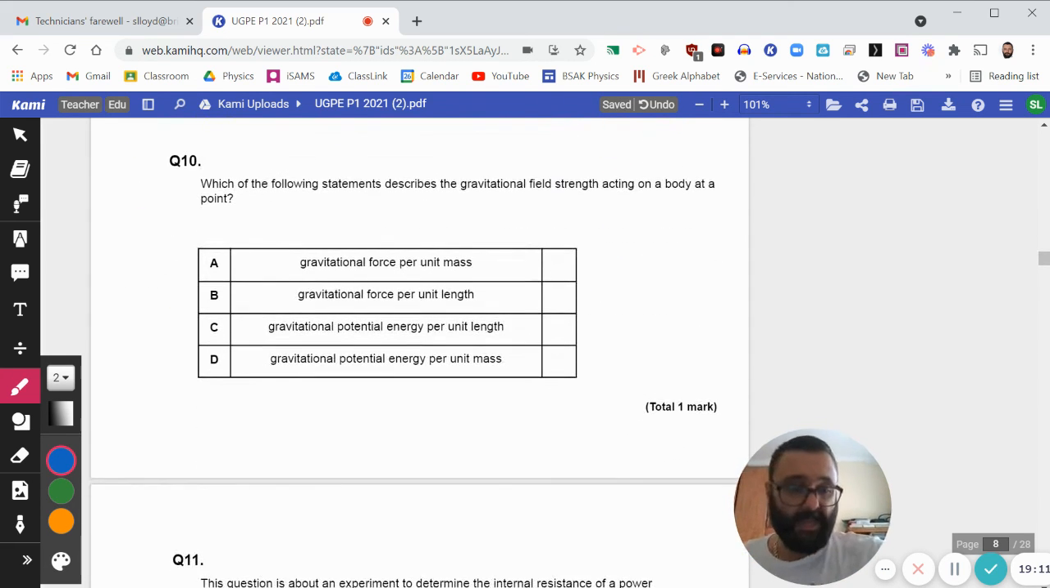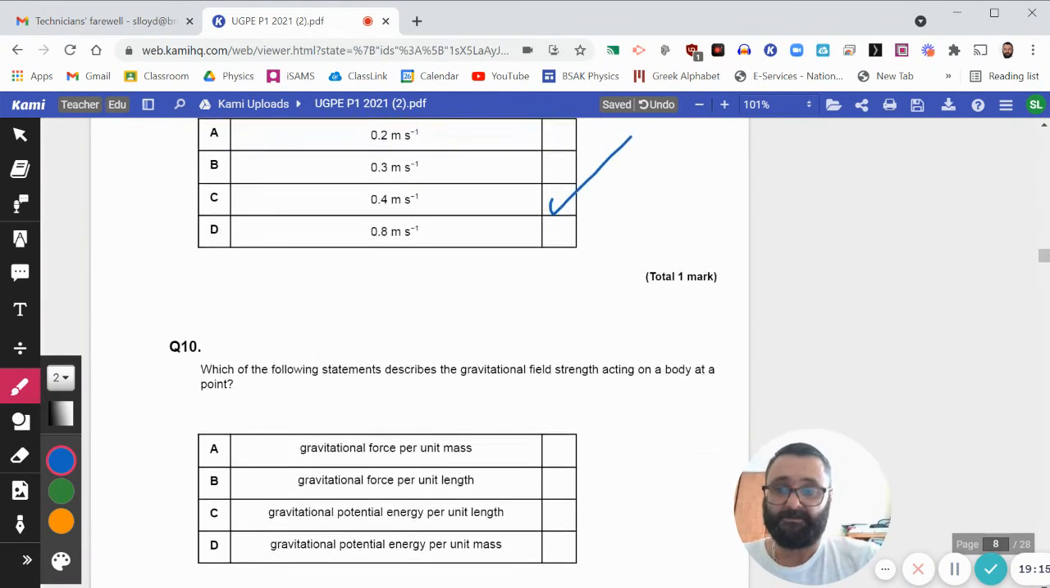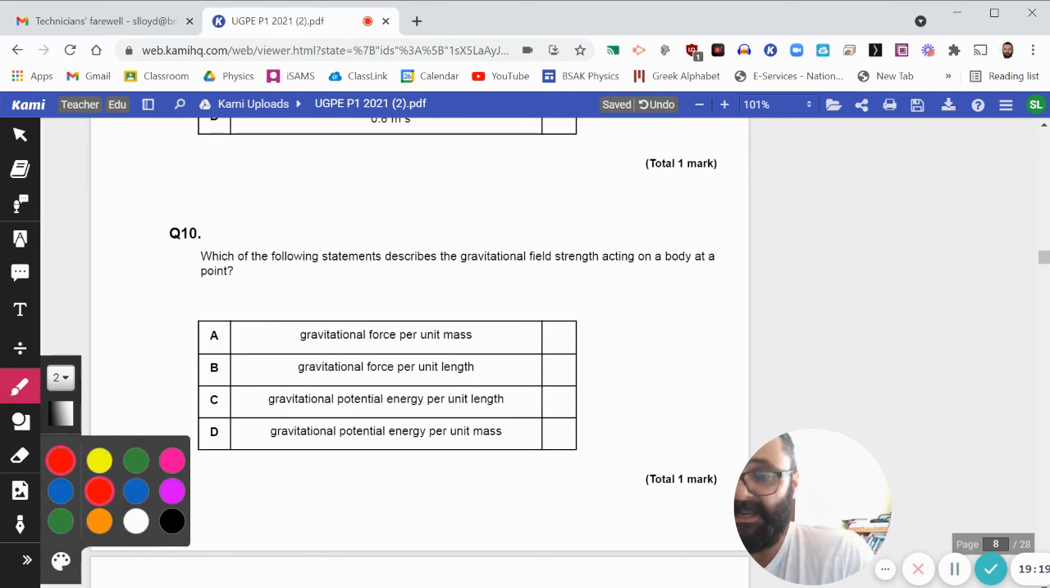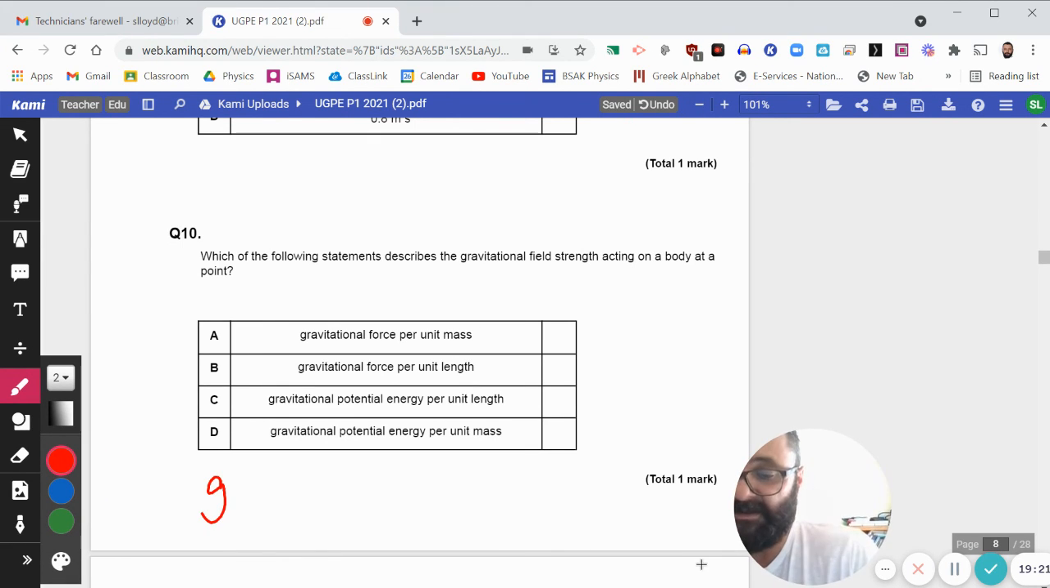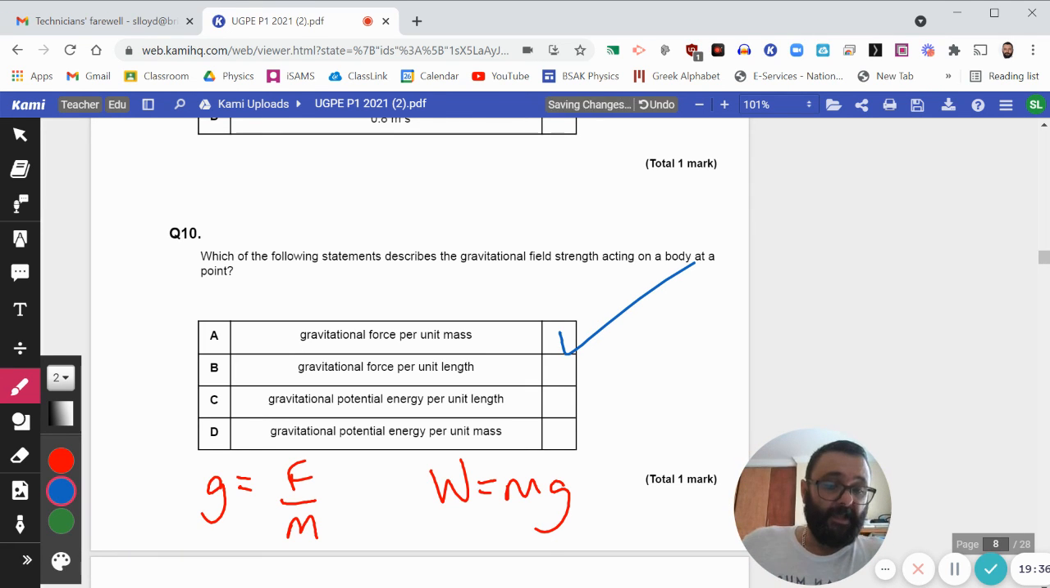Finally, question 10. Gravitational field strength is force per unit mass. You should know that because weight equals mass times gravitational field strength. So it's force per unit mass. It's A. Thank you very much. That's the multiple choice.